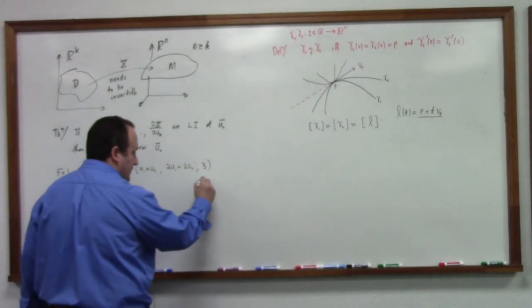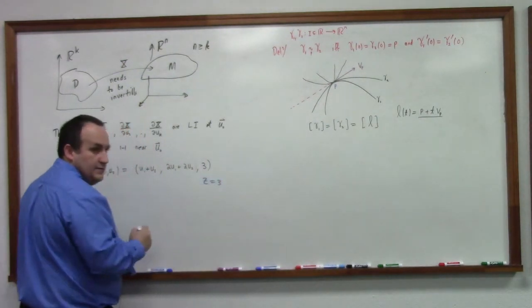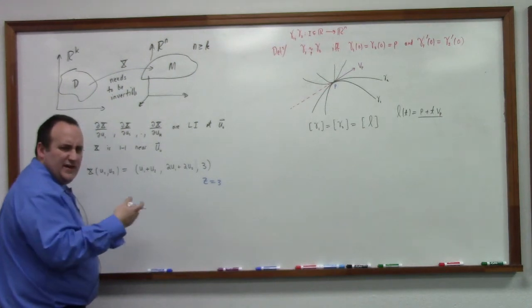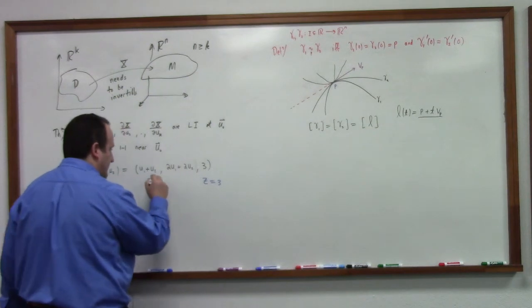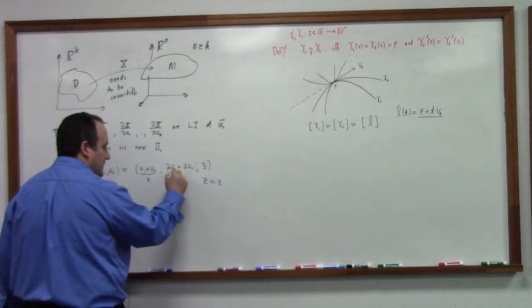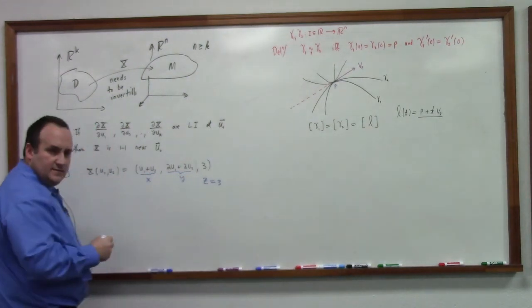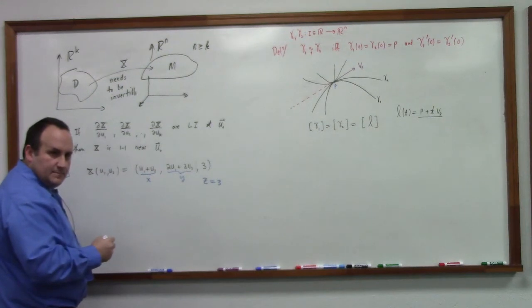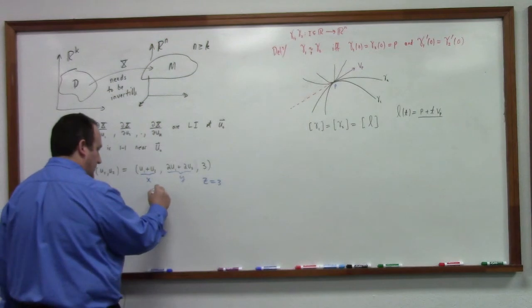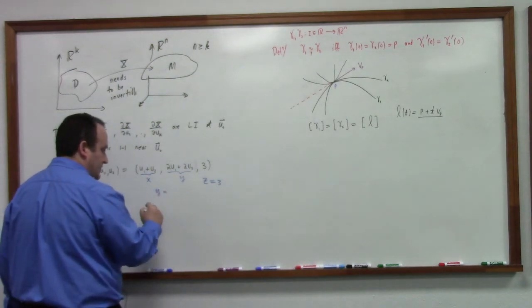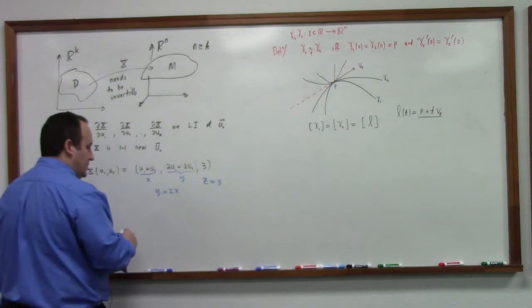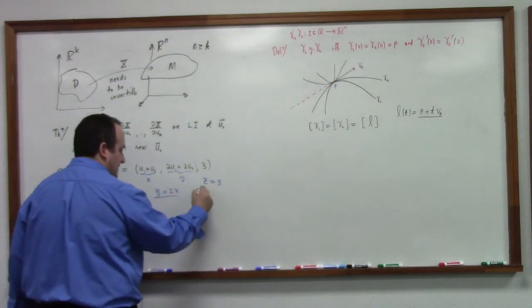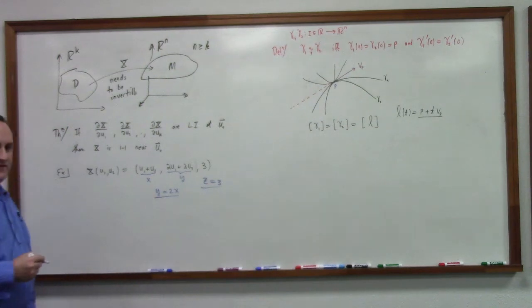Let me try to convince you that this is not a surface. Check this out. So z equals 3, and I'm going to use x, y, z coordinates for the range, if that's okay. Z equals 3. This is x. This is y. How are x and y related? Y is equal to 2x. So when we have y equals 2x and z equals 3 in 3 dimensions, what is that?